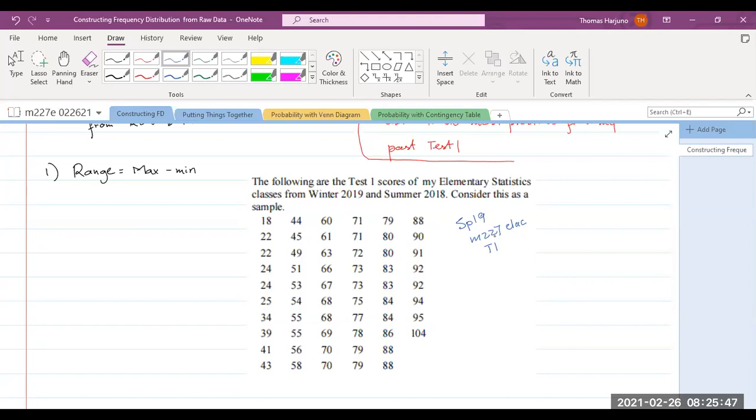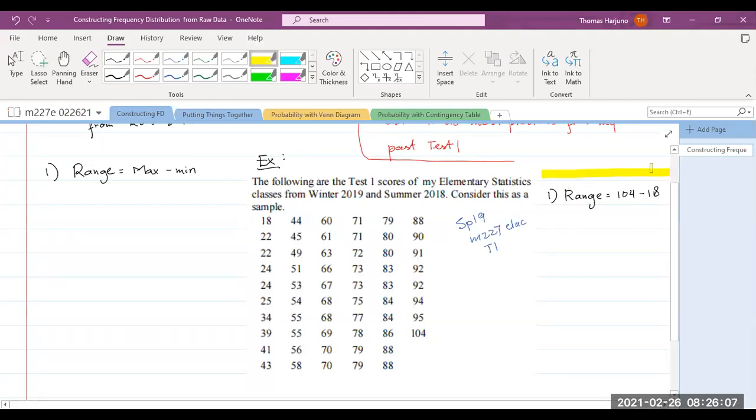Now the first step is to find the range. Let me do it from this example here. The range is, the maximum is 104, the minimum is 18. Can you see that, by the way? I do it here. So the one on the left is to remind us of the procedure. The one on the right will be the application of that procedure to this example.